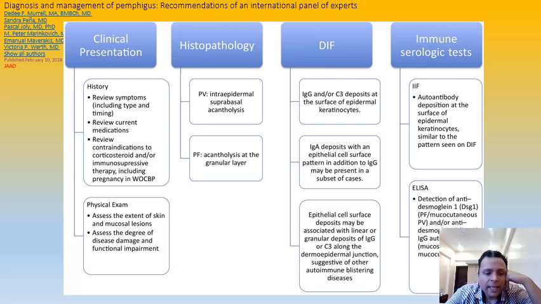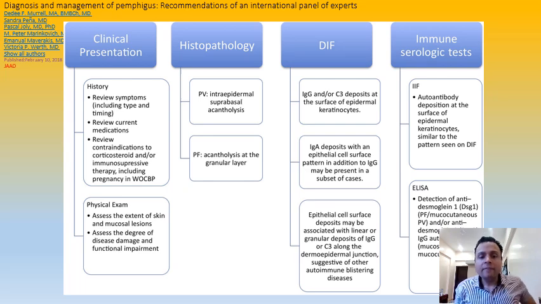Okay. Physical examination: assess the extent of the disease, assess the degree of disease damage. I told you, any of the scoring, you have to do, ABSIS or PDAI. In the exam, if you don't get time, at least do the body surface area and have some idea about this scoring system. And if you have a printed version, and they allow you to take it, then please fill it up. It is good.